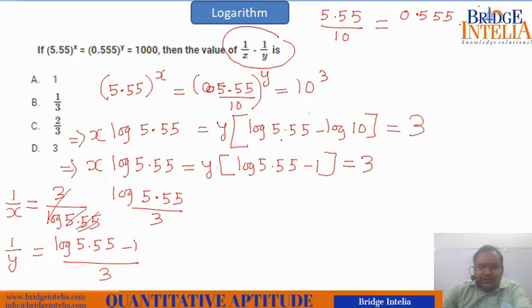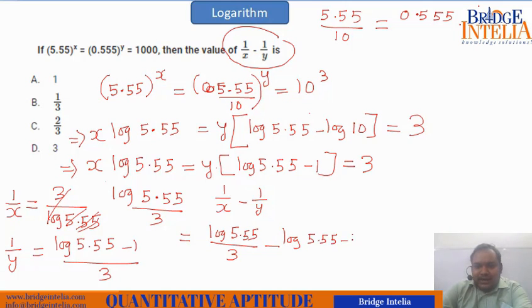Now solving 1 by x minus 1 by y. 1 by x minus 1 by y is equal to log of 5.55 by 3 minus log 5.55 minus 1 whole by 3. So if you'll solve this, it cancels out. So 1 by 3 is the answer. This is the correct answer.